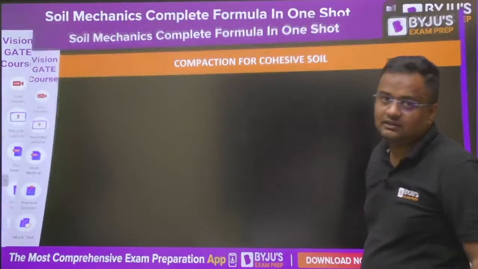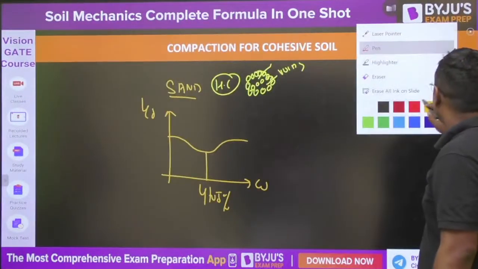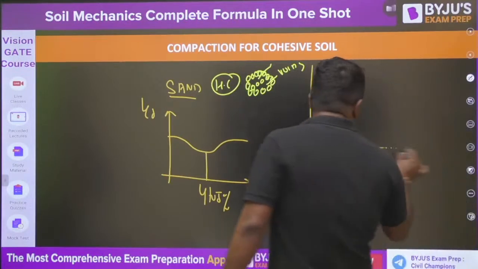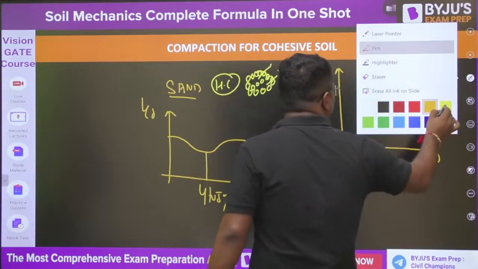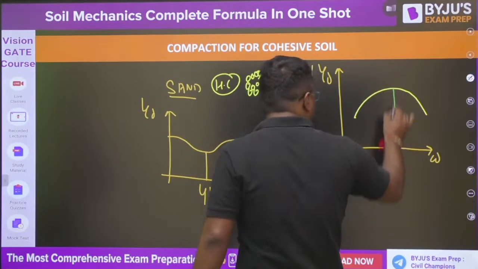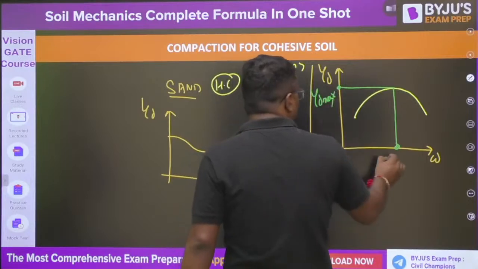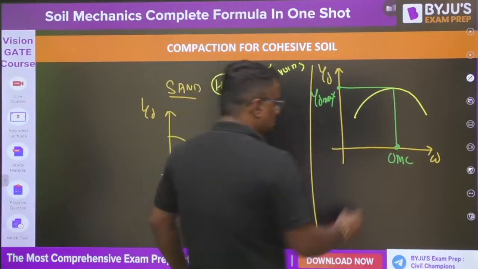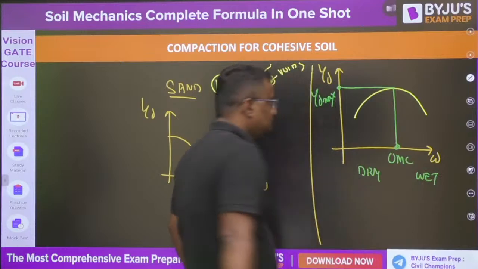Although in this chapter the more important soil is cohesive soil. For cohesive soil, what is the condition? If this is water content and you plot gamma D here, the graph is something like this. The water content at which gamma D is maximum is the OMC, optimum moisture content. Why the graph is like this, I'll tell you. This is the dry of optimum and this is the wet side of optimum.